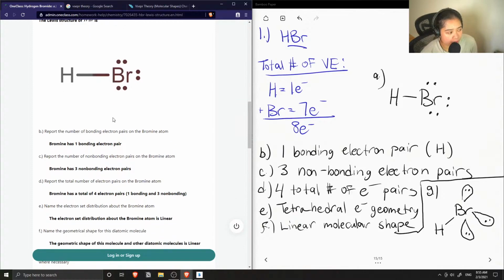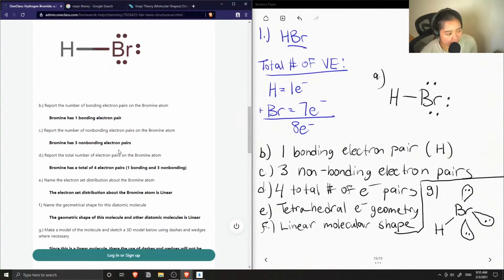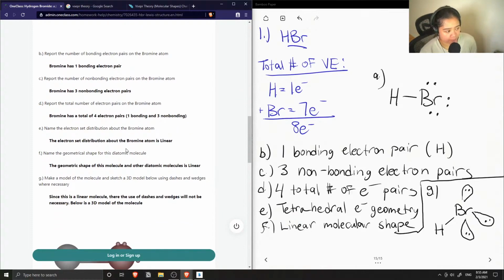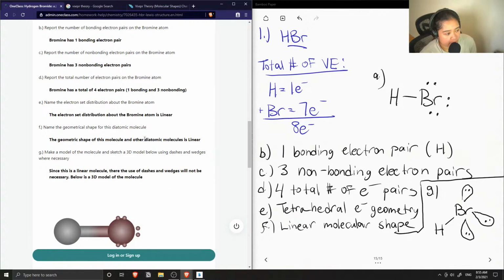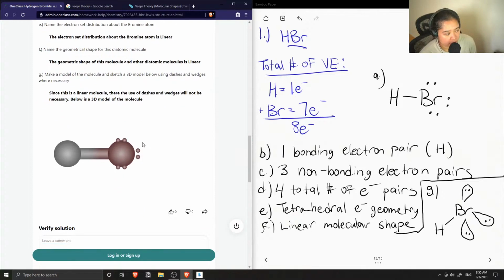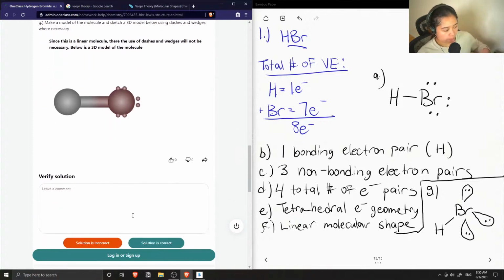For part B, there's 1 bonding pair, C 3 non-bonding pairs, D 4 electron pairs. E we have, I think they meant to say tetrahedral electron distribution, and a linear geometrical shape, and they drew out the structure. So I'm just going to say that most of this solution is correct.